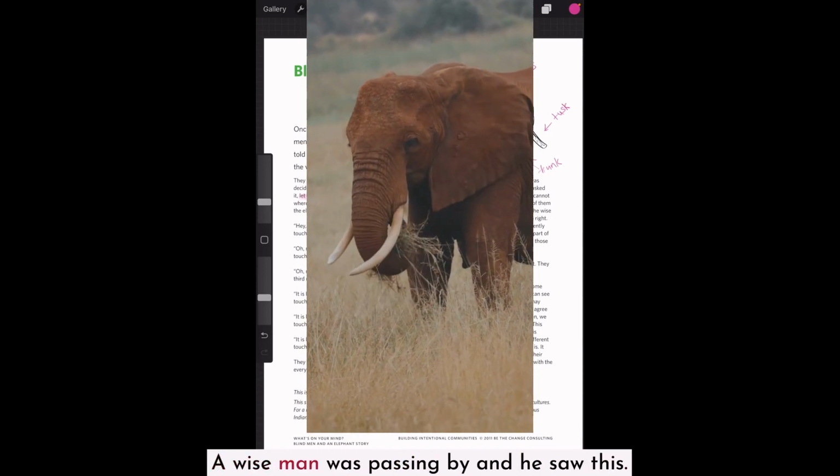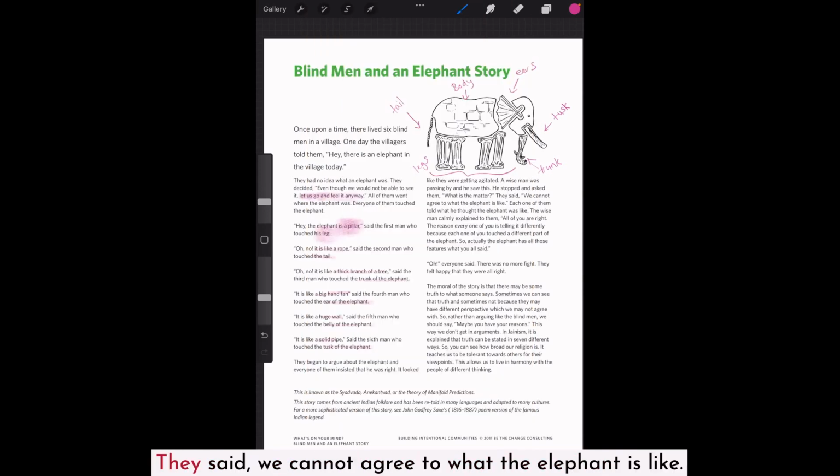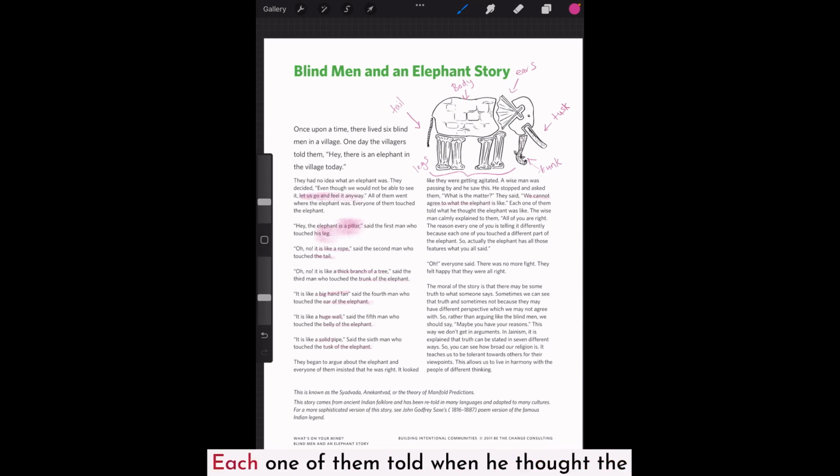A wise man was passing by and he saw this. He stopped and asked, "What is the matter?" They said, "We cannot agree on what the elephant is like." Each one of them told what he thought the elephant was like.